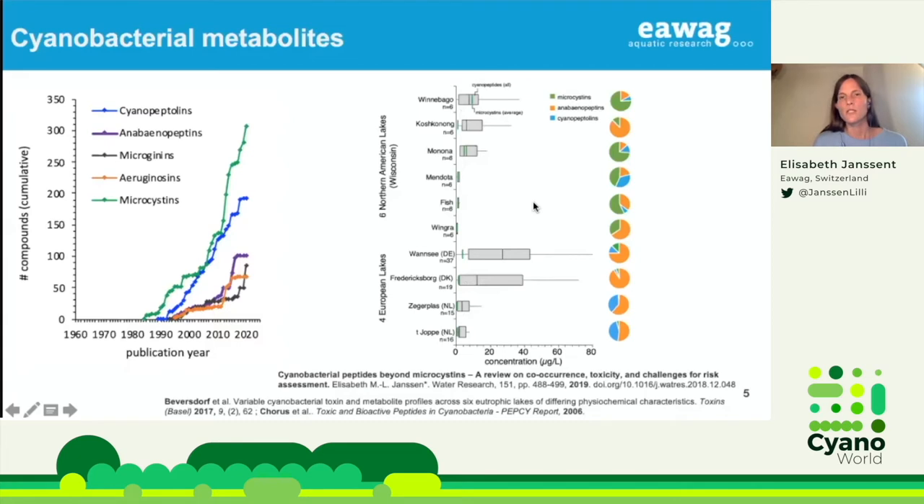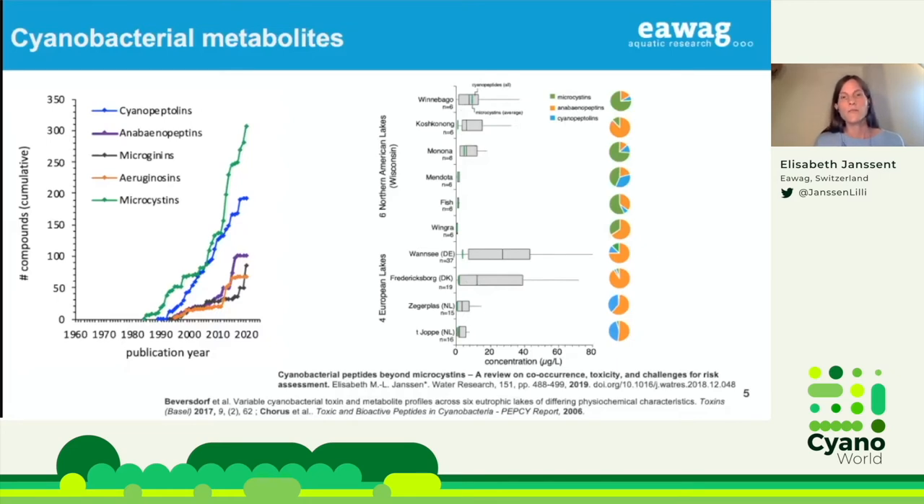Of course, this is not necessarily comprehensive because both studies only quantified compounds that they had reference standards for, so for prominent microcystins, but they also were able to include some anabaenopeptins and cyanopeptolins. But we see overall the green portion, the microcystin, is not always dominating, and the other compounds can be co-produced in significant concentrations as well.